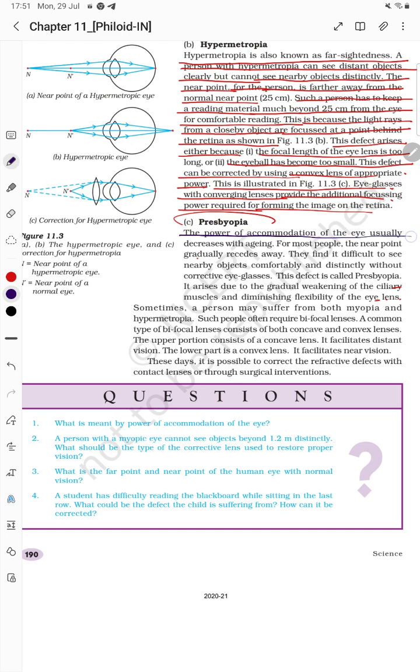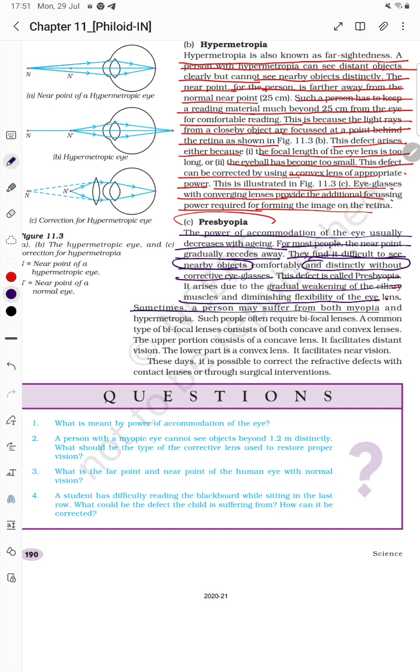The power of accommodation of the eye usually decreases with aging. For most people, the near point gradually recedes. They find it difficult to see nearby objects comfortably and distinctly without corrective eyeglasses. This defect is called presbyopia. It arises due to gradual weakening of the ciliary muscle and diminishing flexibility of the eye lens.